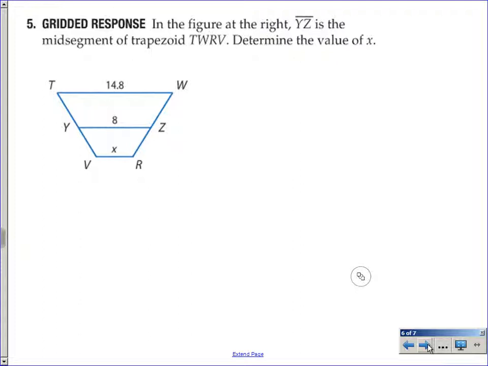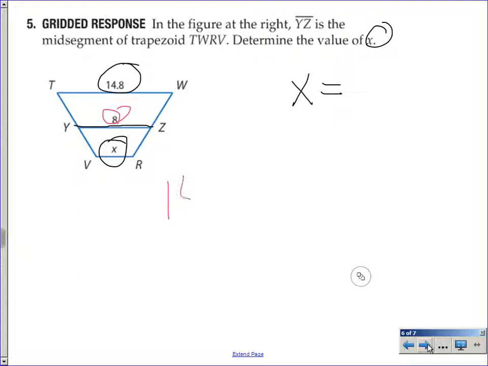Okay, in the figure at the right or below it, WZ is the mid-segment. So WZ here is my mid-segment of this trapezoid. Determine the value of X. So I want to know what X equals. Okay, so the mid-segment is just an average of the two bases. I know that 14.8 is a base and X is a base, and I need to average those. I know that the average of those bases will equal 8.